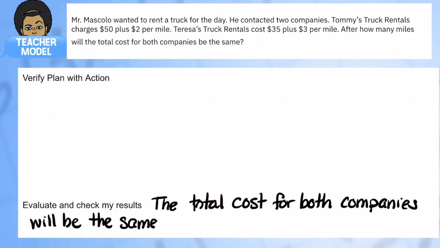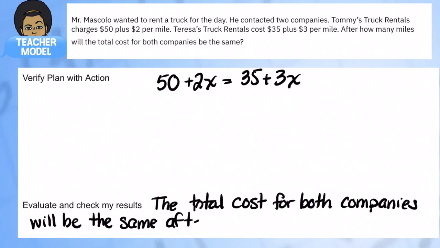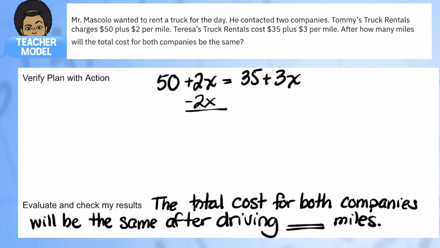All right, let's write the expressions for both. Here's 50 plus 2X. And I know we want to know when it's exactly the same as 35 plus 3X. And I'm going to answer the question. The total cost for both companies will be the same when, at exactly how many miles after driving, blank miles. All right, so let's solve this one out. I'm going to move my variables. I want them all to the right.